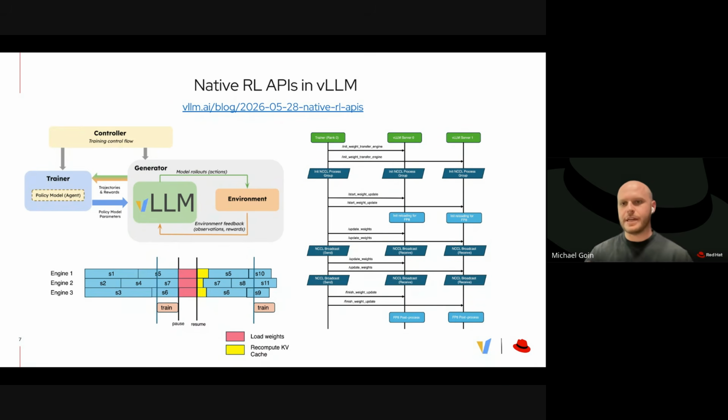And as you're generating, or as we call it, rolling out the predictions and observations from the model, you need to update those weights continuously while the vLLM server is still running. So we built in a lot of native RL APIs in vLLM. Like you can see here, the init weight transfer engine, start weight update, update weights, finish weight update. This diagram is an example of how we do this for a model that does online quantization to FP8 after the weights have been transferred.